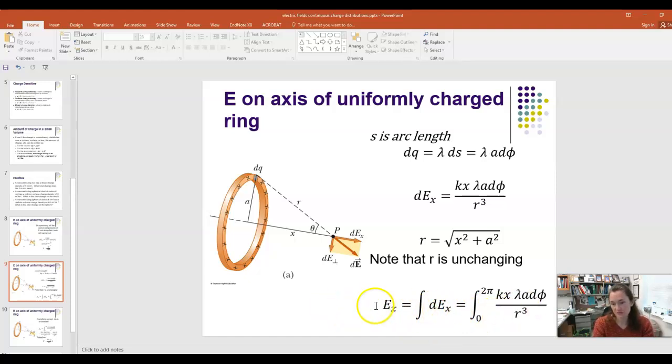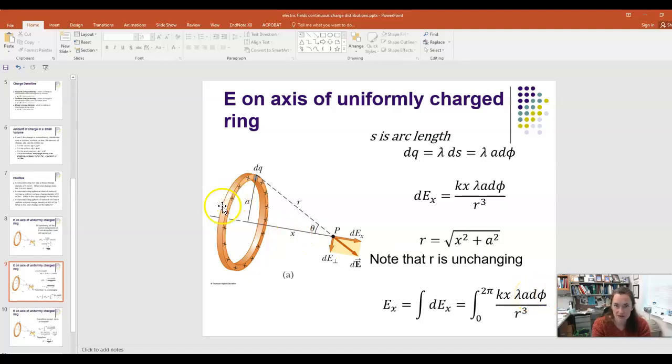Okay, so if I wanted to, here's what I would do. I would write down my Ex, my total electric field in the x direction, is the sum of all my little dEx's, which changes to an integral of dEx. And then I'm going to write my expression for dEx inside that integral. So I've got the integral of kx lambda a d phi over r cubed. Okay? Now, what's varying is my angle, d phi.